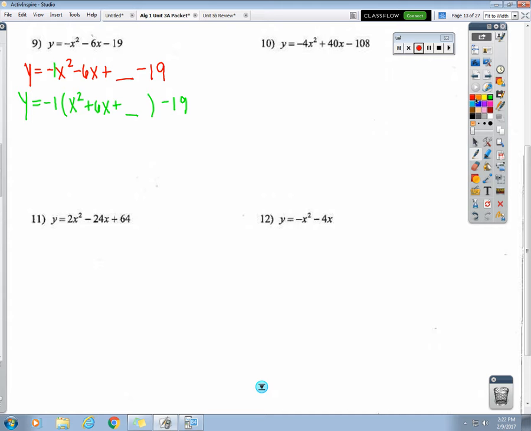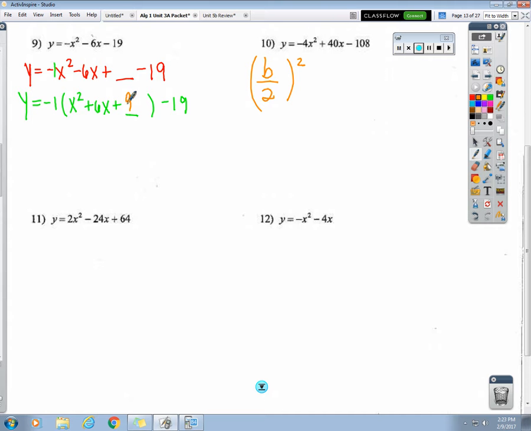Now to fill in the blank, this is the one thing I will give you on the board. You do b over 2 squared to fill in the blank. So now that we factored out a negative 1, what is our b value? 6. So when you take 6 and divide it by 2, you get 3, and when you square that, you get 9. Well, remember, then you got to balance things out. But look, what do we really have on this side? A 9 times a negative 1, which is a negative 9.